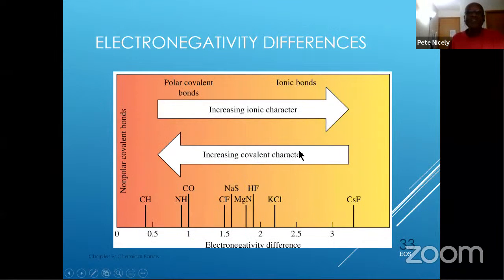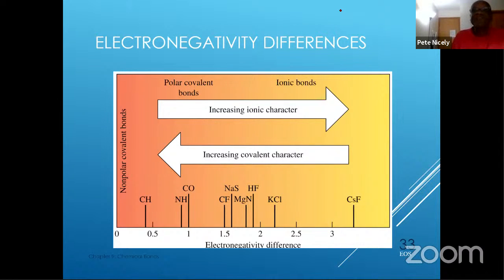Okay, so how do we tell whether a bond is polar covalent, non-polar covalent, or ionic? Well, if you look in different textbooks, they have different criteria for establishing the different types of bonds. The criteria that we're going to use is what I'm going to write down.